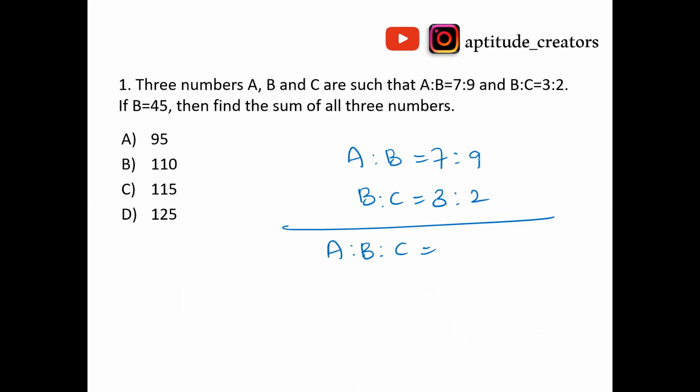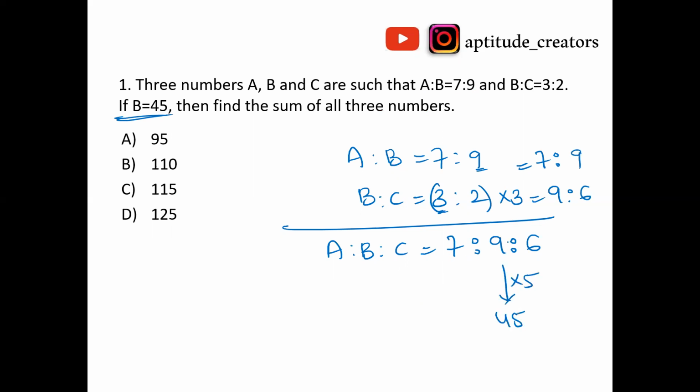Here, the B value is 9. Here, the B value is 3. Now, what do I have to do? If I multiply the whole second ratio by 3, I will get the same B value. 7 is to 9 and this is 9 is to 6. Now, can I write it as 7 is to 9 is to 6, A is to B is to C? Yes. Now, the question also gives that B is equal to 45. 9 into 5 is equal to 45. Can I write it as 9 parts is equal to 45?